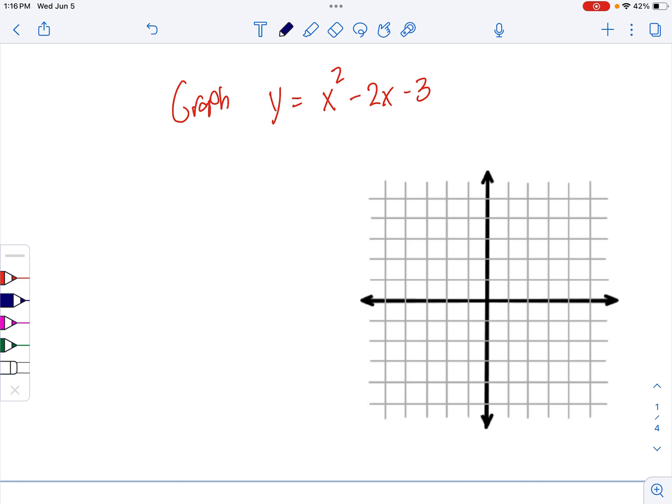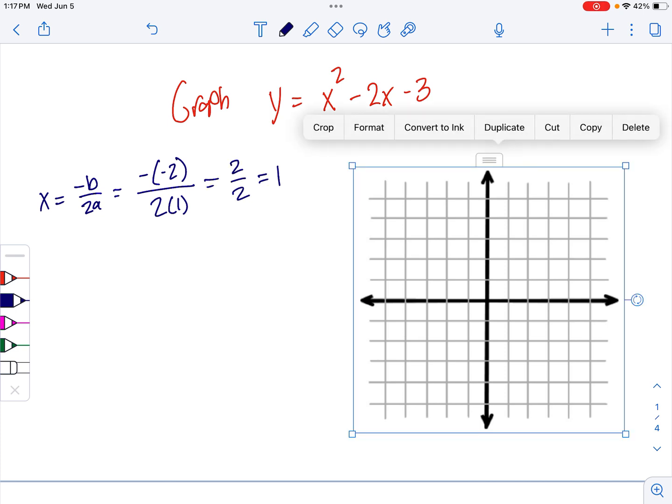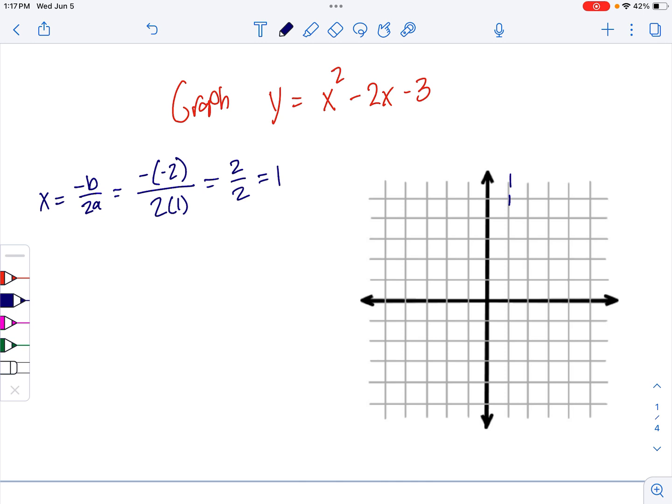To graph this, we want to find our axis of symmetry. So x is equal to negative b over 2a, that's our equation. For us, that would be negative 2 over 2 times 1, which gives us 2 over 2, or 1. So we know our axis of symmetry is right here.